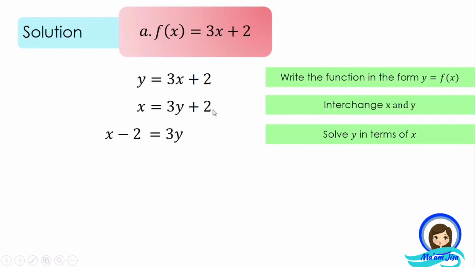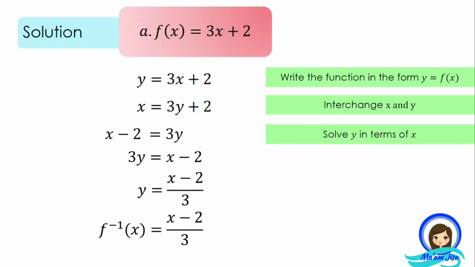So positive 2 will be transposed to the other side of the equation, and that becomes negative 2. By symmetric property, we can interchange their position without affecting their signs, and that gives us 3y equals x minus 2. We isolate y, and to isolate y, we divide both sides of the equation by 3. Therefore, the inverse of the linear function f of x equals 3x plus 2 is equal to quantity x minus 2 over 3.